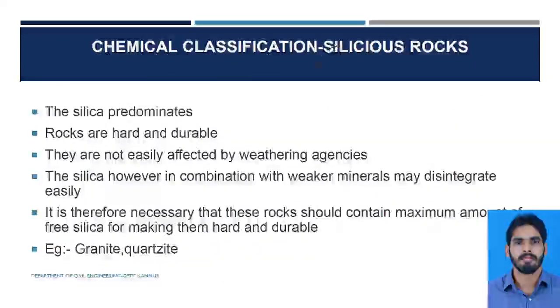In siliceous rocks, as the name suggests, sili means silica. Okay, as the name says, silica is the major component. What about the hardness and durability? Durability means how long it may last. If you are buying a bulb, what is the maximum lasting period? Maybe 6 months. If you are buying a 90 watt or 60 watt bulb, maybe 9 months it may last. Okay, maximum 6 months. Okay, there will be some material.